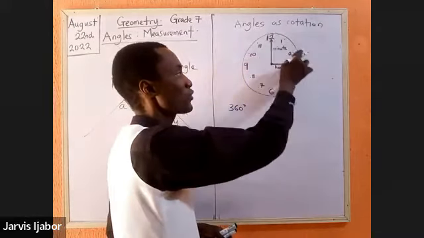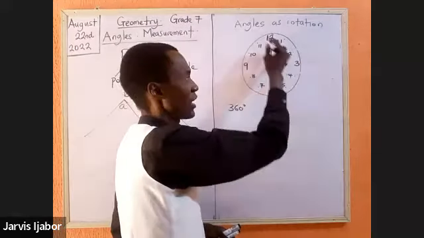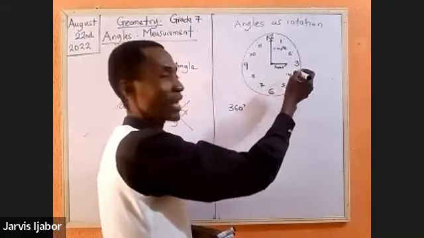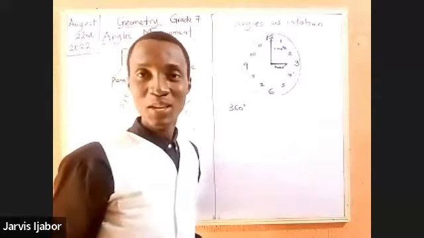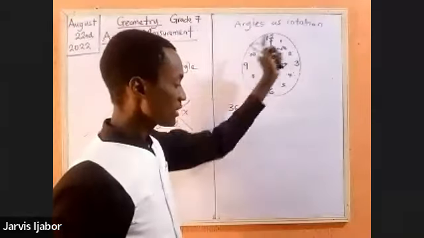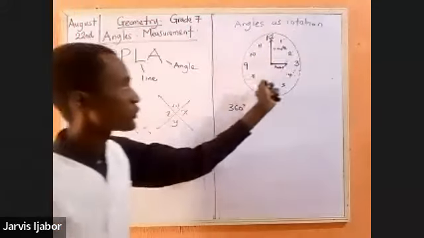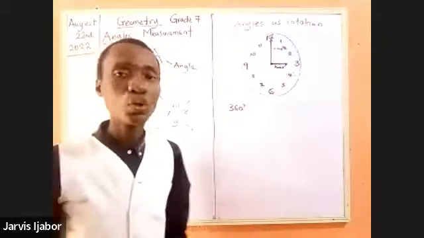this minute hand moves to 3, it would have moved a certain distance from here. If it moves to 6, it would have been halfway here. If it moves to 9, it would have gone to 3/4 here. If it goes back to 12, it would have completed that distance. So you discover that this is what we have. As it keeps rotating, moving around, the hour hand begins to move.